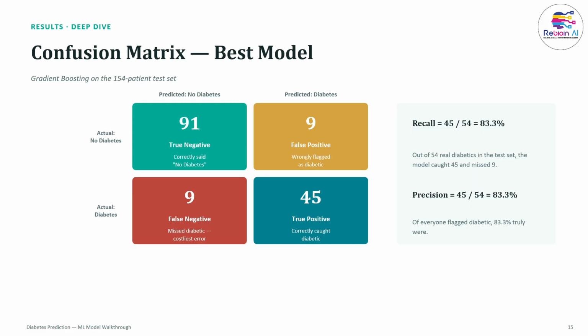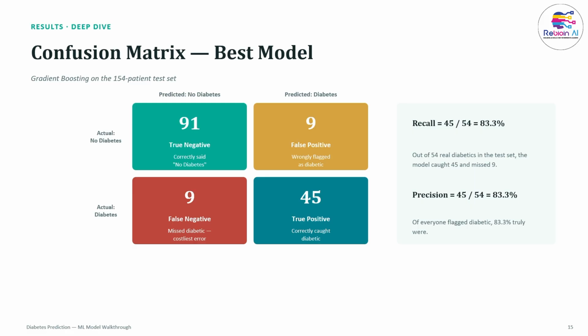Now, those 9 missed diabetics, the false negatives in red, are the numbers that matter more in a healthcare context, right? That's 9 real patients the model failed to flag in a real deployment. We would want to push this number down further, possibly by adjusting the decision threshold rather than just using the default 50-50 cutoff.